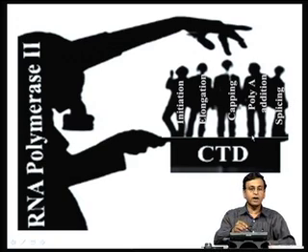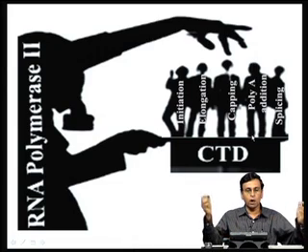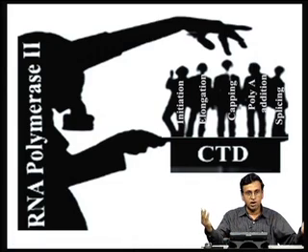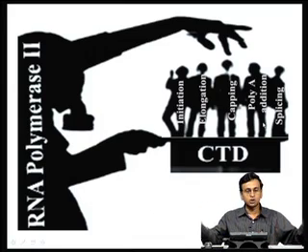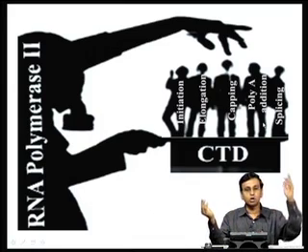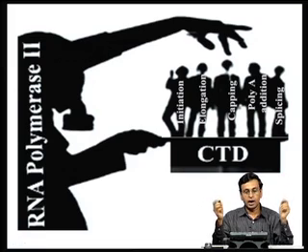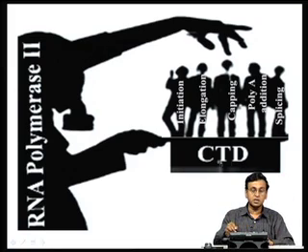So RNA polymerase II CTD is the one who is conducting an orchestra, and who are the players? These are all the people who are playing various instruments, and all these instruments are being controlled by one person who conducts the orchestra. And in the same way, RNA polymerase II CTD not only controls initiation, it also controls elongation, capping, polyadenylation as well as splicing.